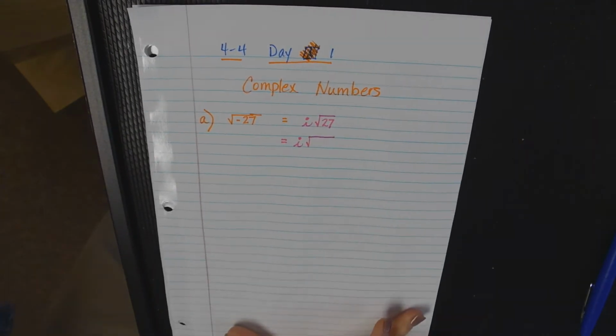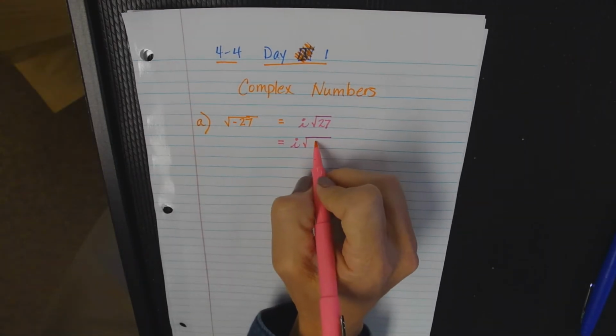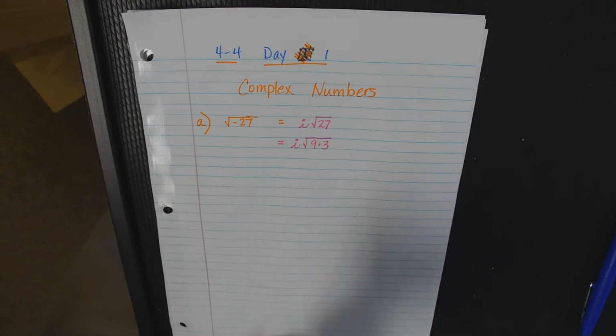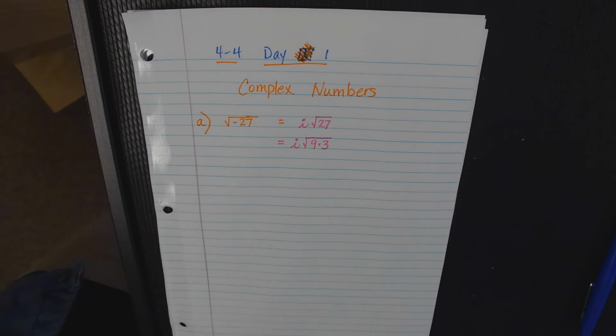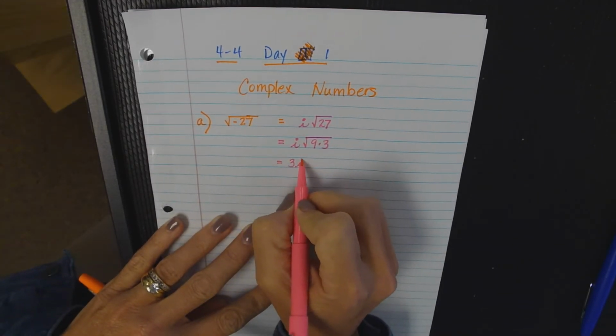27. Think of factors of 27 that could possibly have a perfect square. 9. Thank you. 9 times 3. Why is 9 important? We talked about this a little bit yesterday. 9 is a perfect square. What is the square root of 9? 3. Okay, guys, here is your answer.